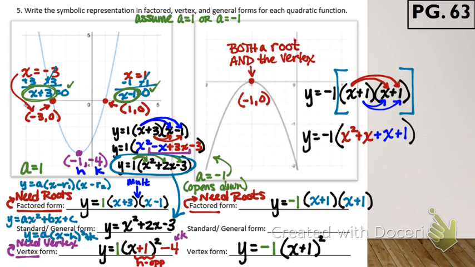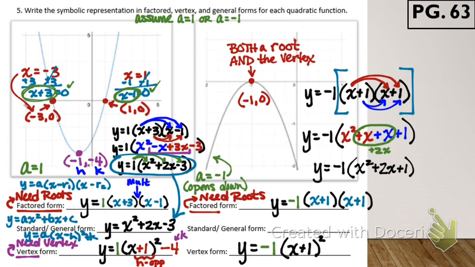Is there anything inside those parentheses that we can combine together? x and x. What happens when I add x and x? Not when I multiply, when I add. 2x. When we multiply x's, we get x squared. When we add x's, we get 2x. All right, so I've got y equals, I've got my negative 1 here. I have x squared plus 2x plus 1.